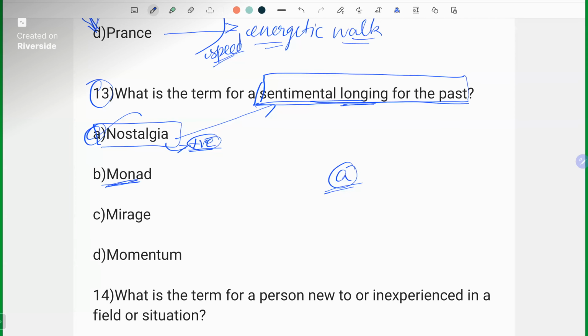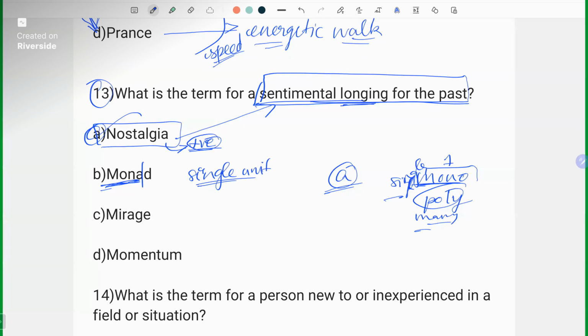Monad, monogamy, mono, poly: those prefixes. Mono is single, one. Poly is many. So here also the meaning is a single unit of something, something very basic that is not divisible, the basic unit. That is monad. Mirage is an illusion, something that seems to be there but isn't. Momentum is mass with its speed.